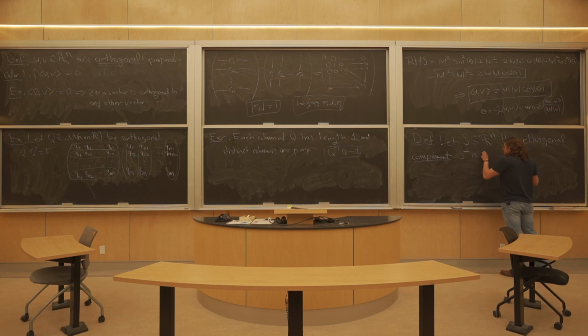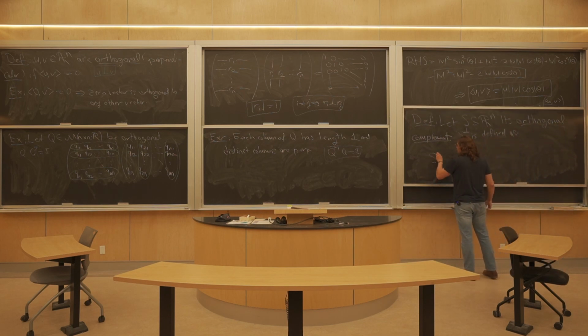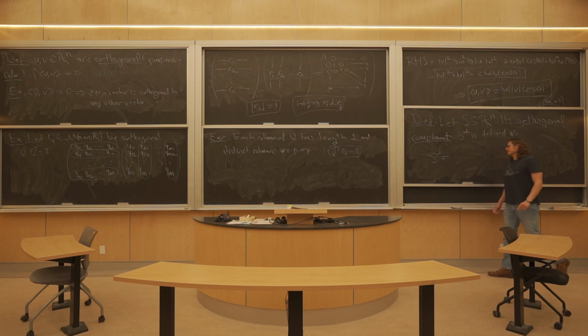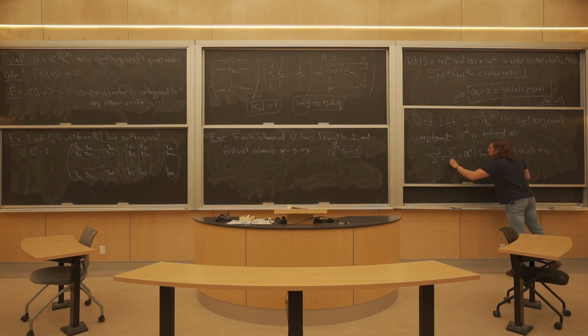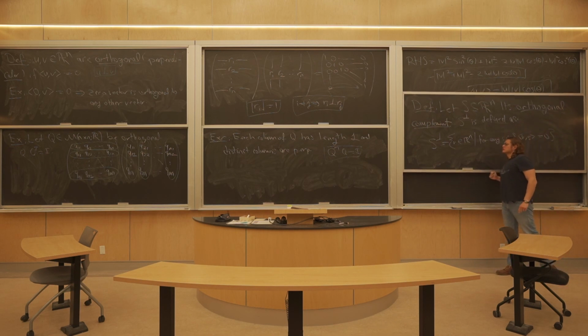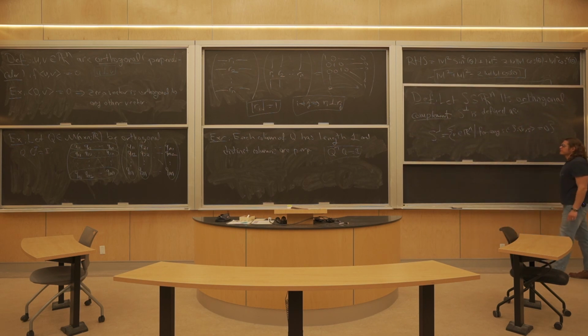by definition, defined as this. It's a collection of all those vectors that are perpendicular, that are orthogonal to any vector in S. So V in Rn such that for any s in S, V inner s is 0. Okay? And it turns out that this is a subspace.